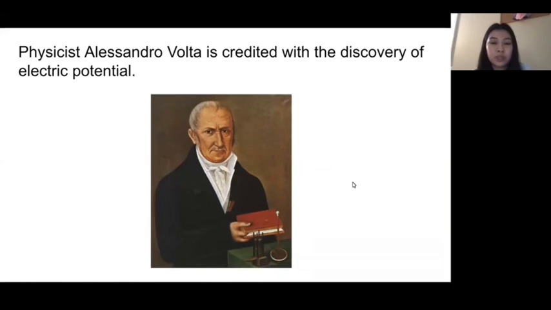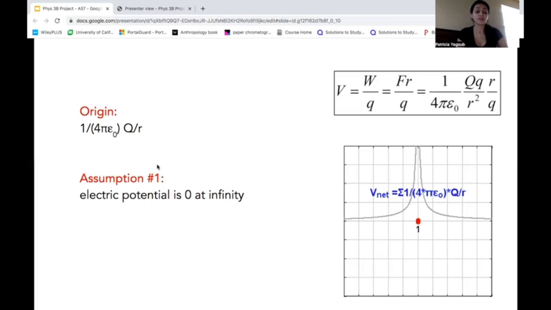Where did electric potential originate from? While there isn't an answer that is set in stone, physicist Alessandro Volta was the one to invent the electric battery, which eventually led to the discovery of electric potential. Thus, he is credited for the discovery. And the first assumption that we have is that electric potential is zero at infinity.